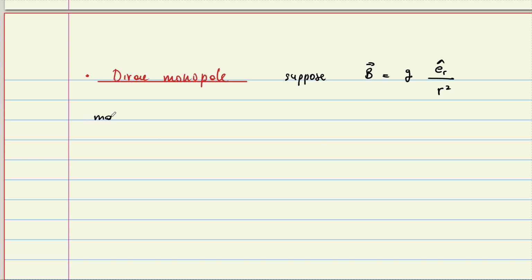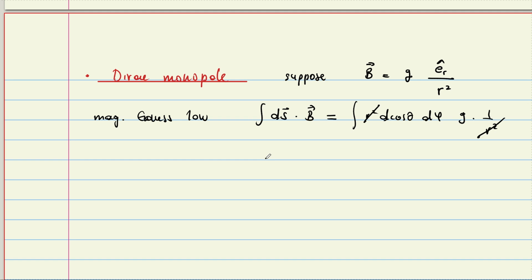Now use the magnetic Gauss's law. This is going to be the integral of dS dot B, which is going to be equal to, right, there is r squared d cosine theta d phi, and this comes with G times 1 over r squared. This one is going to cancel this, and at the end what you are going to find is 4 pi times G. So that's the magnetic charge.